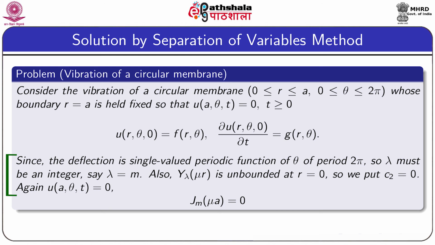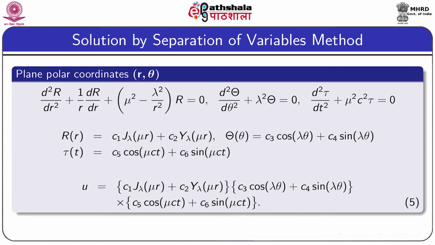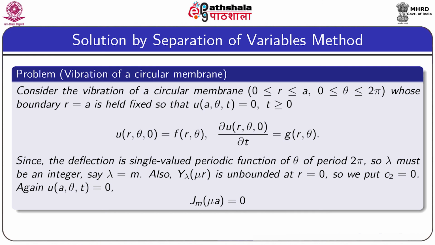Since the deflection is a single-valued periodic function of theta with period 2 pi, if we look at the solution given in equation number 5, since this is periodic in theta, the value of this quantity will remain the same if we replace theta by 2 pi plus theta. So, to make it periodic in theta, we should have lambda equal to some integer m. Therefore, we get the values of lambda as m, where m is some integer.